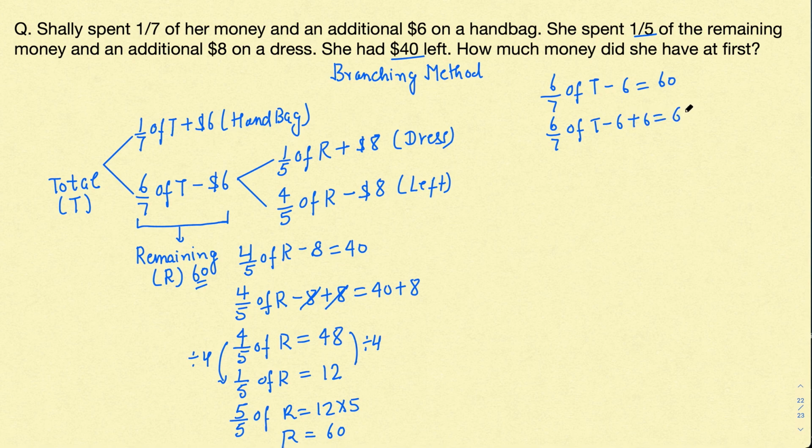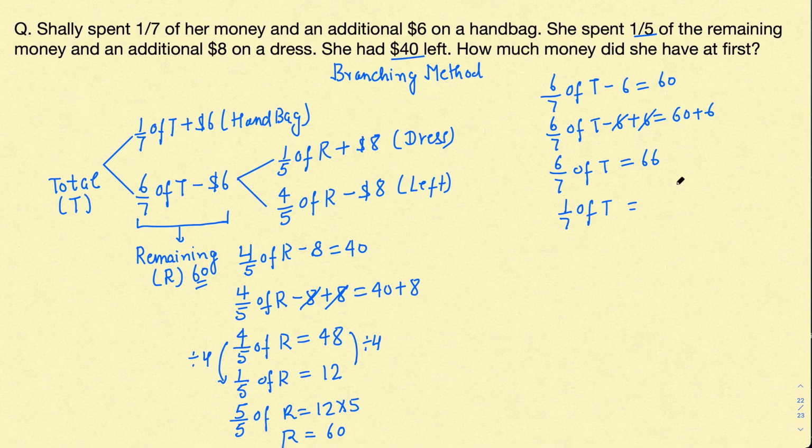So add 6 on the left hand side, and you have to add 6 on the right hand side. So plus 6 will cancel minus 6 on the left hand side, and we will be left with 6 by 7 of the total. That will give us 66. Now 6 by 7 of total is 66. So how much will be 1 by 7 of the total?